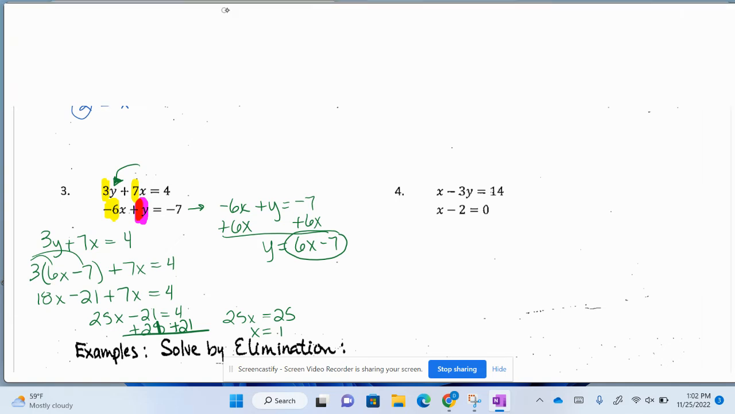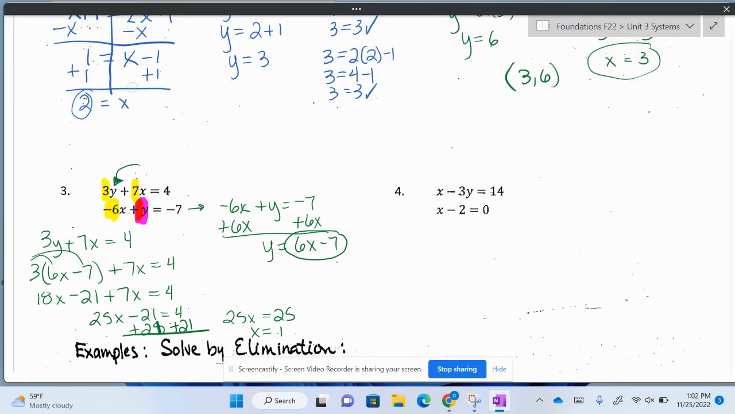So remember, you take that solution and you have to plug it into one of the original equations. 3y plus 7 times 1 equals 4. 3y plus 7 equals 4. When I subtract 7 from both sides, I have 3y equals negative 3, which means y equals negative 1. So my solution is the ordered pair 1, negative 1.